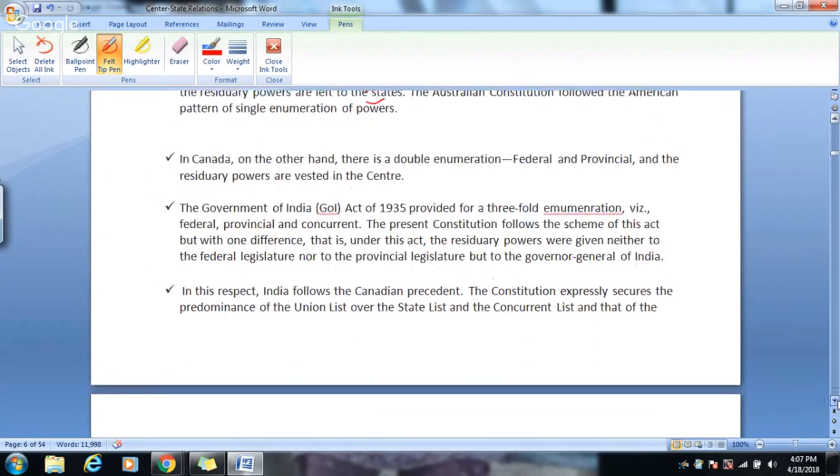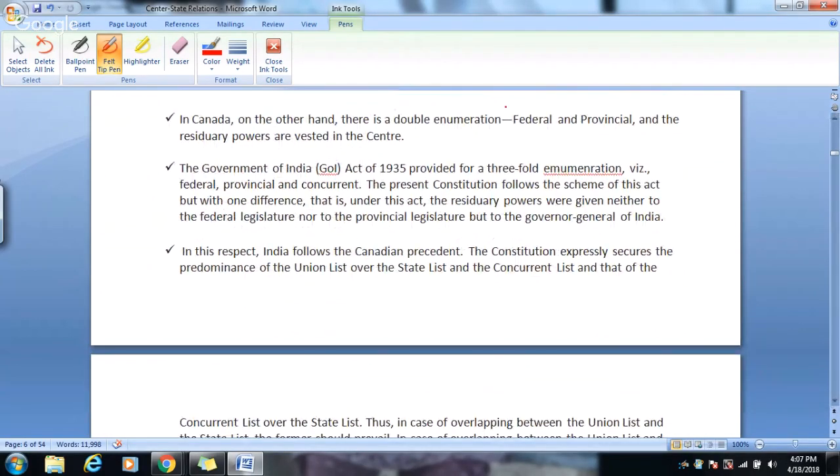So federal, that is the powers vested in the Parliament, and provincial, the powers vested in the state legislature, and the residuary powers in Canada. If we observe, the parliamentary form is taken from the British, and the federal system is taken from Canada.